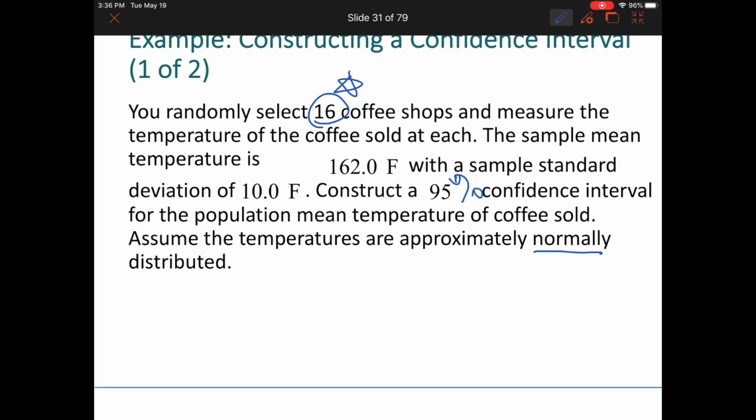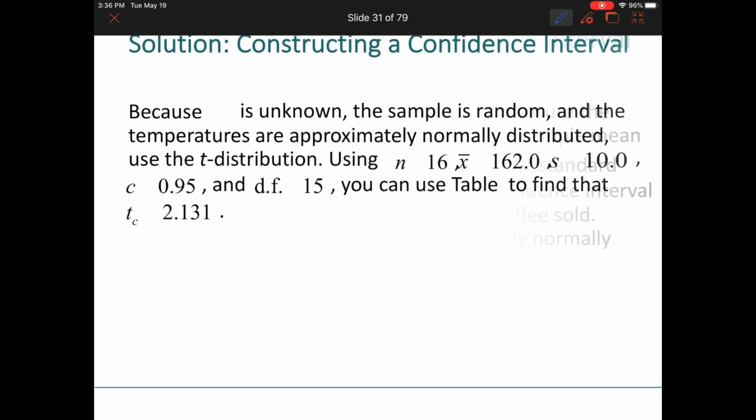And here's the thing, it does say normal, so 16 is okay. If it didn't say that, you'd have to shut it down. And that's not going to happen on a test. Might happen on web work, might even happen on the written homework, but I'm not completely sure about that.